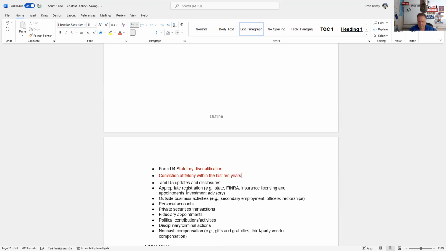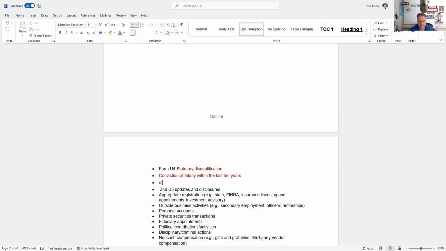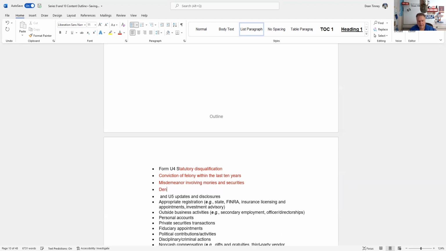Number two would be a misdemeanor involving embezzlement of monies and securities. And the other one, have you ever been denied, suspended, or revoked registration by an SRO in the past? I call this "don't we know you somewhere." Now, by the way, I didn't say we won't be able to get them registered. We're just saying it's reasons for statutory disqualification. We may be able to get them registered with heightened supervision, some other things.